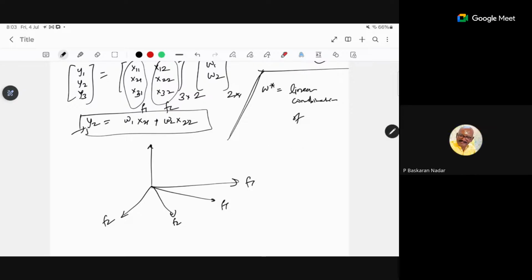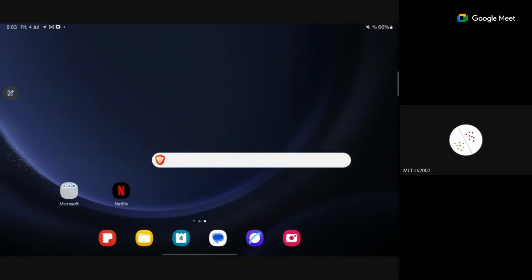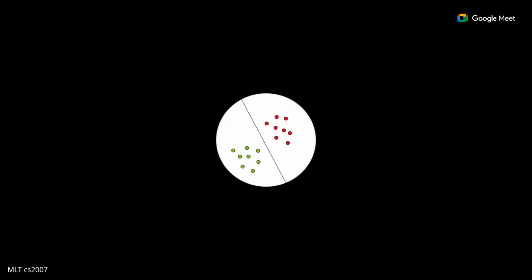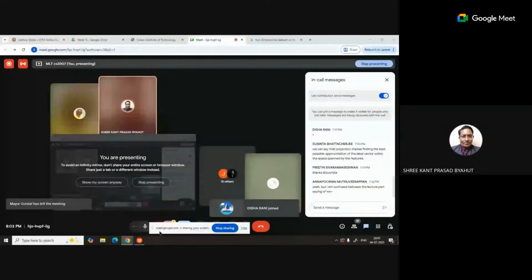I understood. Okay, let me check that also. I'll log out from here. In the lecture, sir has substituted W star is equal to alpha star. Yeah, he has substituted it. But why he has substituted, we could not do that.